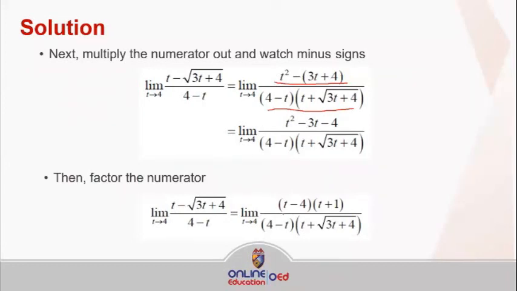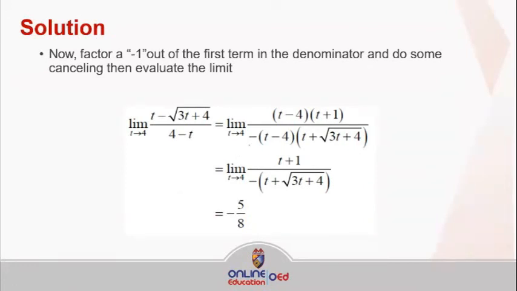We have (t - 4) multiplied by (t + 1) over (4 - t) multiplied by (t + square root of 3t + 4). So this is the same thing that we did earlier to get this value. If you notice, in this part we have a negative value, this negative sign.